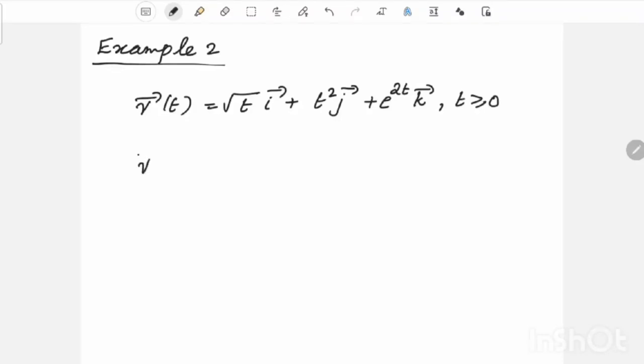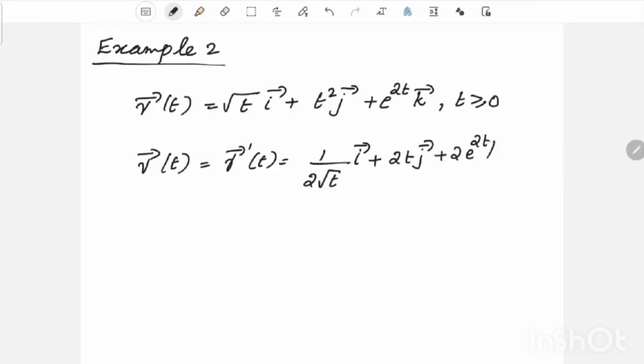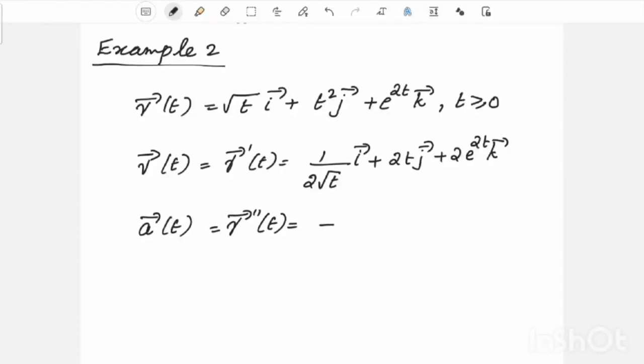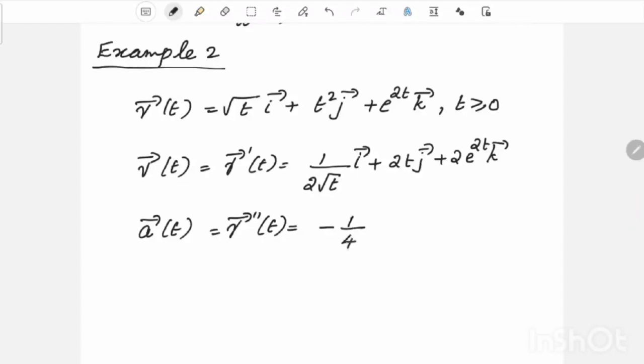Then we have the velocity vector v of t is equal to vector r dash of t is equal to 1 by 2 root t vector i plus 2t vector j plus 2 e raised to 2t vector k, and acceleration a of t is equal to r double dash of t is equal to, the derivative of 1 by 2 root t is minus 1 by 4 t raised to minus 3 by 2, so we have minus 1 by 4 t raised to minus 3 by 2 vector i plus 2 vector j plus 4 e raised to 2t vector k.